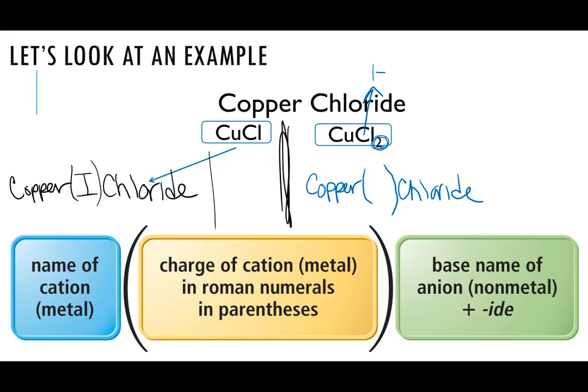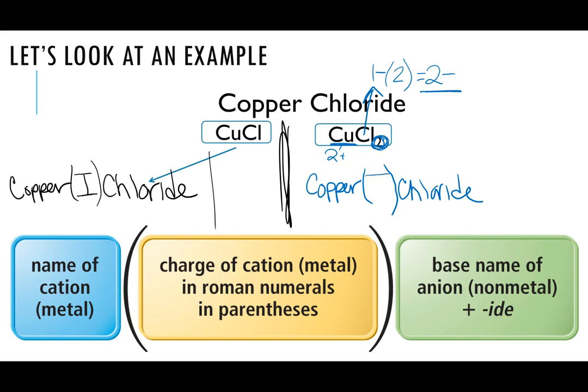So if each chlorine brings a -1 to the table, and there's 2 of them, there's a total of a 2- charge from the nonmetal. We've got 1 atom of copper. So what must the charge be on that 1 atom of copper in order to balance that -2? Yeah, this copper has to be a 2+ charge. Okay. So 2 chlorines, each with a -1. We need a copper with a +2 charge.